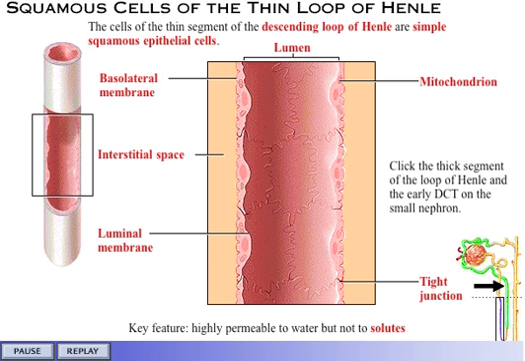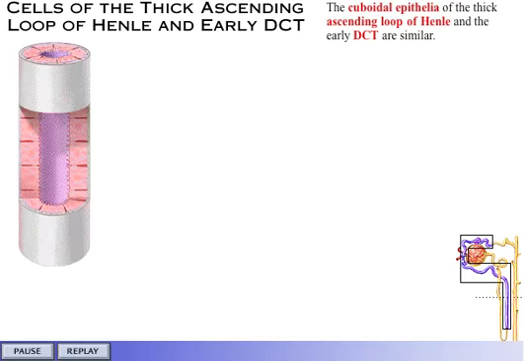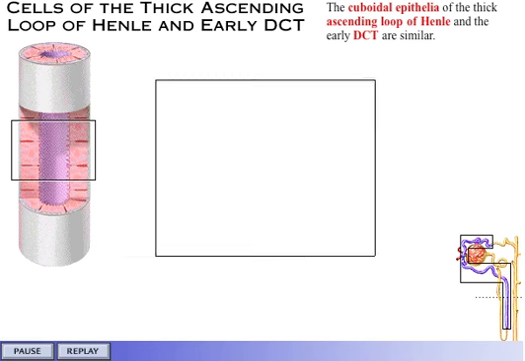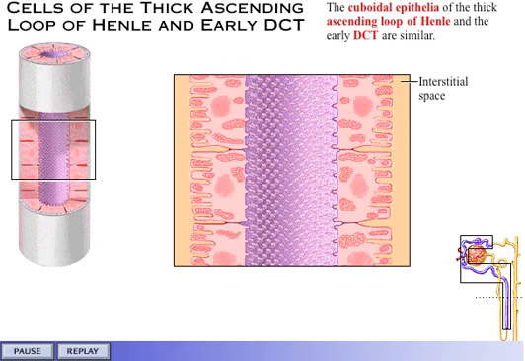Now click the thick segment of the ascending loop of Henle and early distal convoluted tubule on the small nephron to see the cells of that region. The epithelia of the thick ascending loop of Henle and the early distal convoluted tubule are similar. They are composed of cuboidal cells, but they have several structural differences compared to the cells of the proximal convoluted tubule. For example, these cells have fewer and smaller microvilli projecting into the lumen.